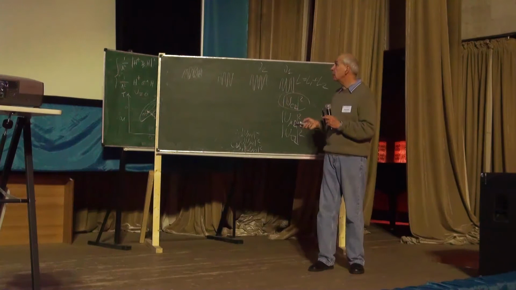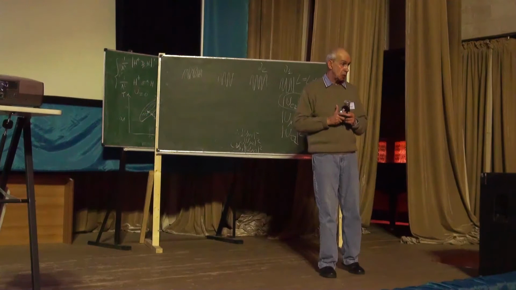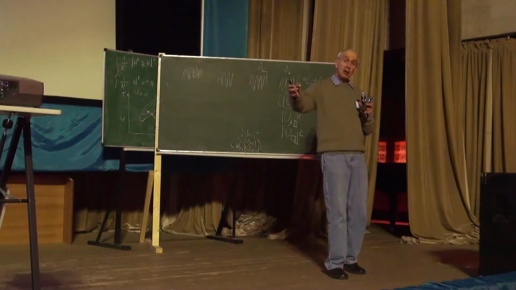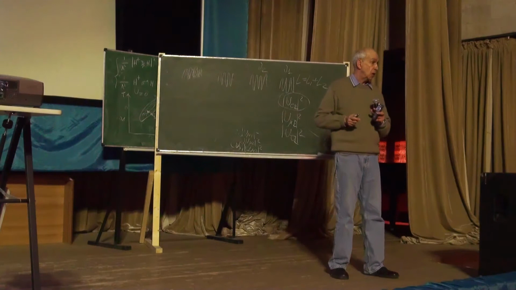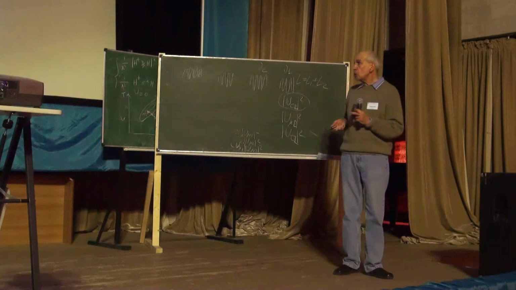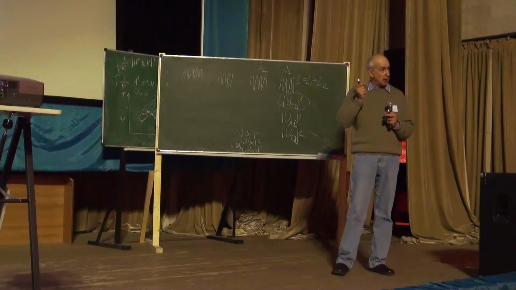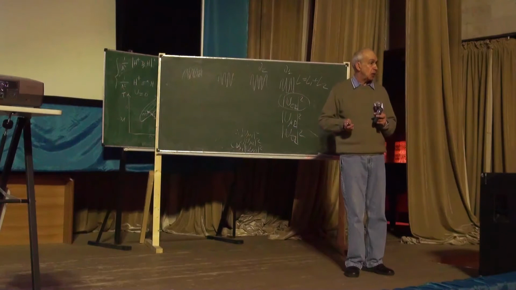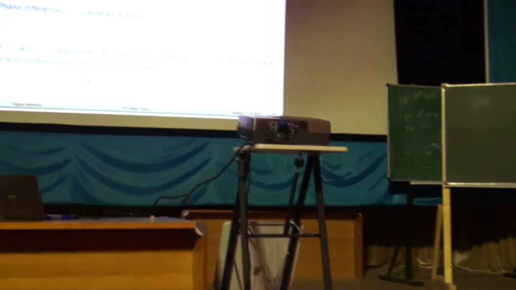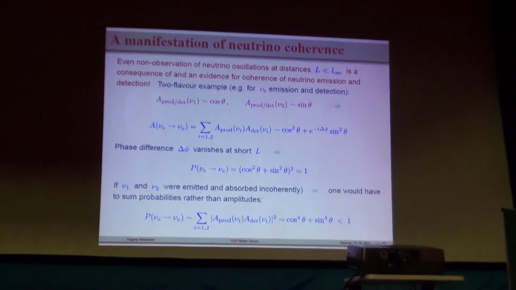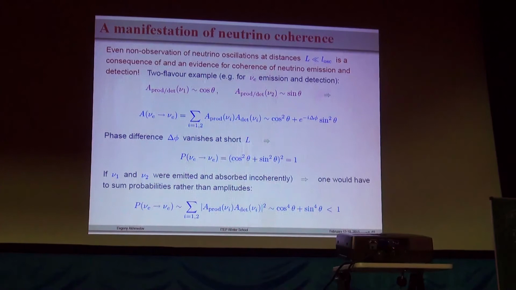Let me just give you a very interesting example of neutrino coherence. As I mentioned before, we know that if the detector is put very close to the source of neutrinos, we will not see any oscillations at all, because the oscillation phase is zero and we get a zero probability. But it is not widely appreciated that even this simple fact is a clear evidence of coherence of production and detection of neutrinos. It's a manifestation and firm evidence for this coherence. Let me explain this in a very simple example. Consider for simplicity the two flavor case, just two mass eigenstates and two flavor states. And consider production of electron neutrino species, for example, like in a reactor neutrino experiment, and detection again of electron neutrino species by the detector at some distance from the source.